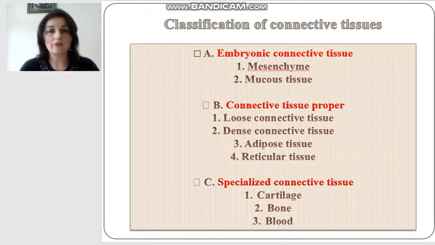But nowadays we have a more modern classification, which is accepted in most of the scientific literature. Let's look at it and concentrate on this classification. Here you can see embryonic connective tissue, which includes mesenchyme and mucous tissue. Then connective tissue proper, which includes loose and dense connective tissue types. Also adipose and reticular tissue. Then the specialized connective tissues, which will include cartilage, blood, and bone.